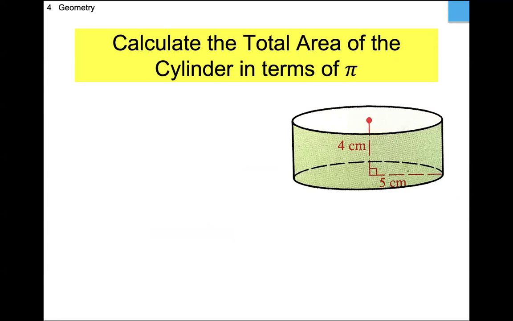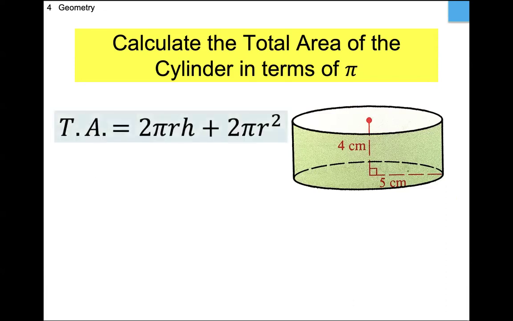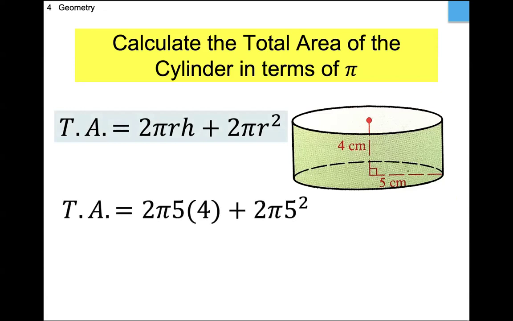So here's what I mean by that. Calculate the total area of the cylinder in terms of pi. So there's the cylinder. Looks like it has a height of 4 and a radius of 5. So total area was 2 pi r h plus 2 pi r squared, and the radius and the height. And look, they gave me both of those measurements. But it says leave it in terms of pi. So that symbol pi just stays as a symbol pi. We don't multiply by 3.14.